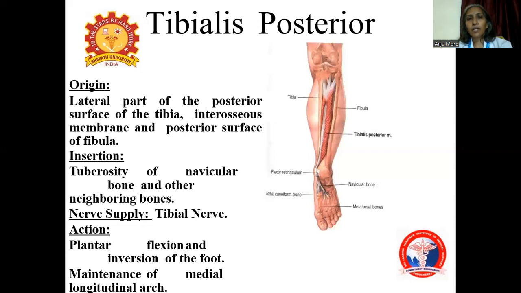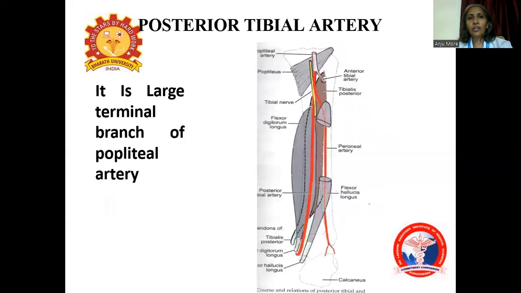The muscle tendon also help to maintain the medial longitudinal arch in the form of a sling. As we can make out from the description of the region, the whole region containing 3 superficial and 4 deep muscles is supplied by the tibial nerve. So the tibial nerve is the nerve of the compartment.